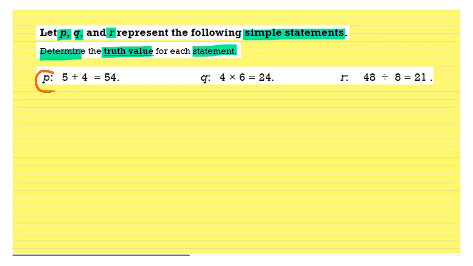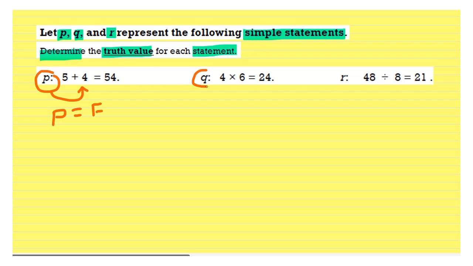The first variable is P. It is assigned to this first mathematical statement. Is 5 plus 4 equal to 54? No, it is not. P is therefore a false statement.